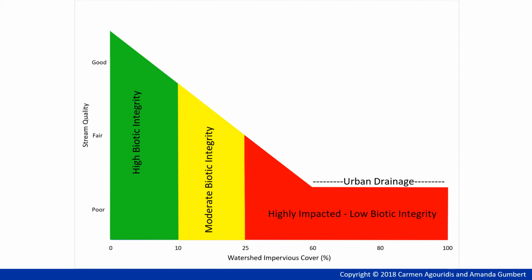Research suggests that a stream's biologic integrity or quality will show signs of impact when 10 to 15% of the watershed is impervious. In some cases, changes occur at 5% imperviousness. As the percentage of impervious surface increases, the level of impact increases as well. At more than 30% imperviousness, most streams are highly impacted.